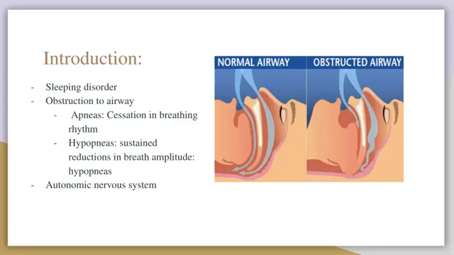So, sleep apnea, or OSA, is a very common sleeping disorder, and there is obstruction to the airway. An apnea is a cyclical pause in breathing rhythm, and a hypopnea is sustained reductions in the breath amplitude. These apneas and hypopneas are specific to the sleeping state and are accompanied by a compromised or even completely closed upper airway, which is the obstructive event and where it gets its name.